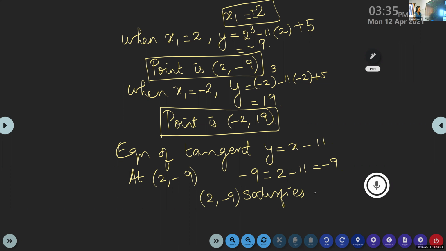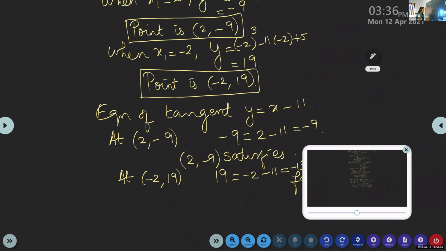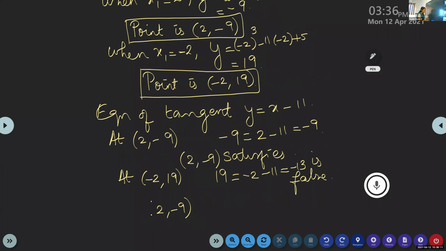At the point minus 2 comma 19, will it satisfy? You'll get 19 is equal to minus 2 minus 11, which is minus 13. Is this one true? No, it's false. Therefore, which is the required point? 2 comma minus 9 is the required point.